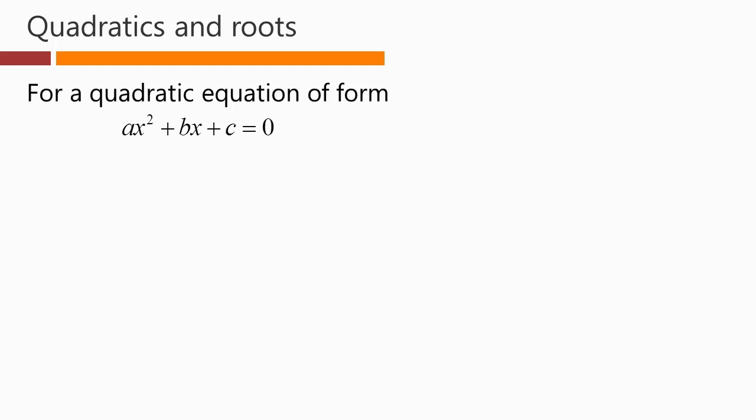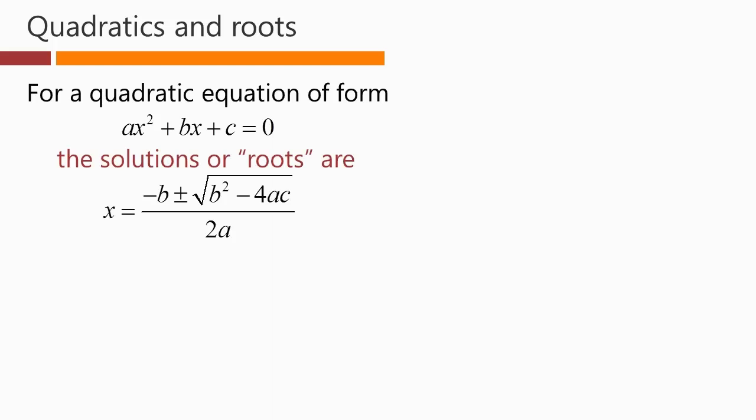A very useful piece of algebra that we all know very well is how to deal with an equation like this. This is a quadratic equation. So ax squared plus bx plus c equal to 0. And the solutions, or the roots of this particular equation, are given by a very standard formula. x is equal to minus b plus or minus the square root of b squared minus 4ac all over 2a. So there are two roots, one corresponding to the plus and the other corresponding to the minus.